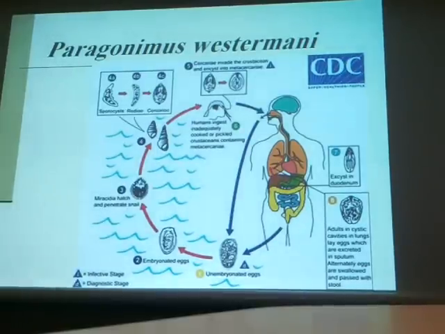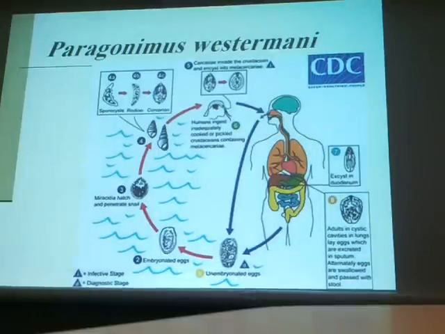Now, when a human eats undercooked crustacean containing the metacercaria, which is the infective stage for a human, it excysts in the duodenum and migrates to the lung. In the lung it transforms into the adult and lays eggs. So the infective stage for a human is the metacercaria and the diagnostic stage is the egg. A human gets the infection by eating undercooked crustacean containing metacercaria. Now the clinical features: how can we diagnose the egg, which is the diagnostic stage?